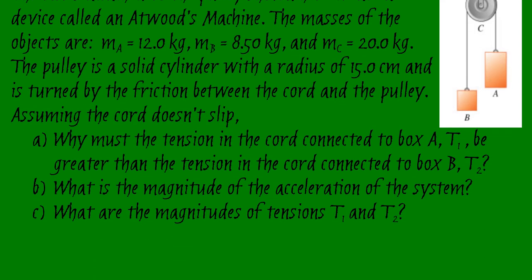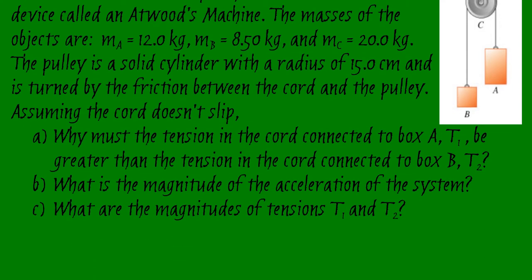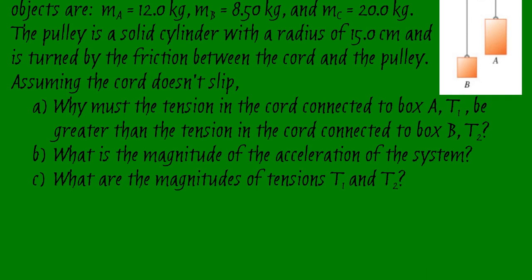But before we do that, we're asked the question of why must the tension in the cord connected to the boxes be different? Well, if you think about it, if they have to accelerate at the same rate, and we know that block A is more massive than block B, that tells me that for them to accelerate at the same rate, the tension connected to A must be greater than the tension connected to B so that it would have the same acceleration as B. We'll see that as we write net force equations for these two things.